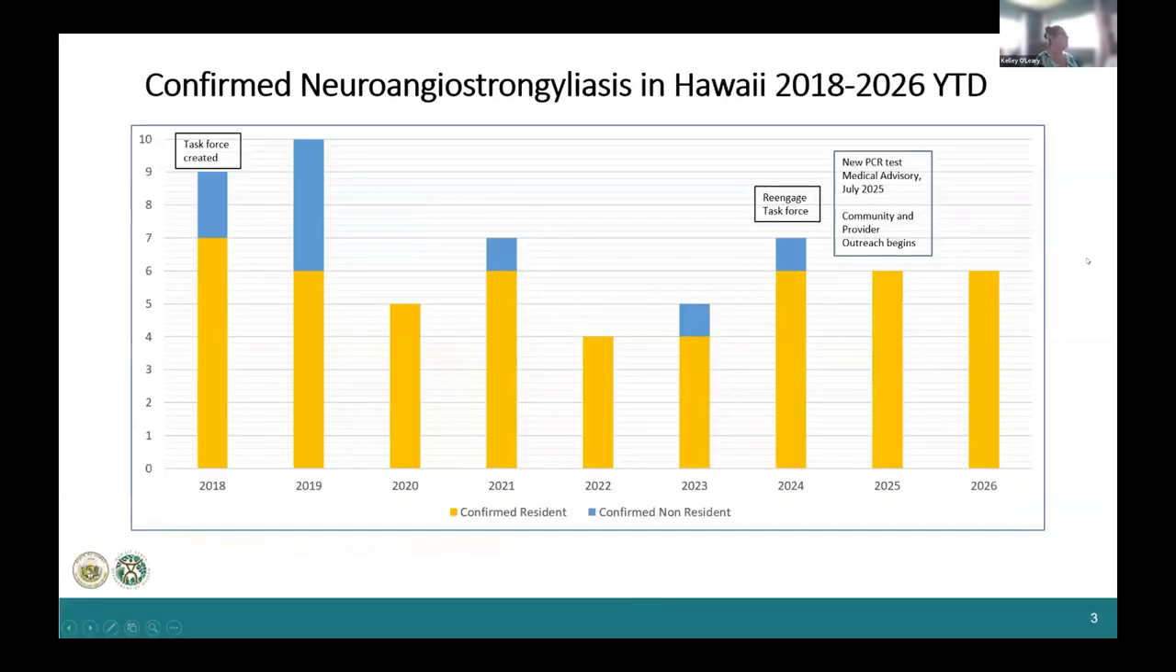So this is the number of cases. I took a look actually from Franny's slide, which ended in 2017, and then I took it from 2018 and just did this look back. And so we have confirmed residents and non-residents, so visitors. And the confirmed is really just that there were symptoms and that these people ended up getting a lumbar puncture that then put them in this confirmed category.